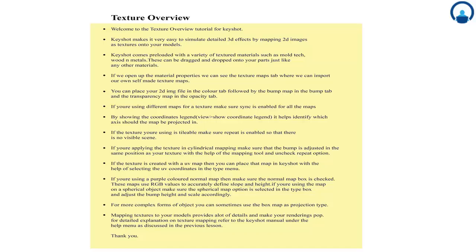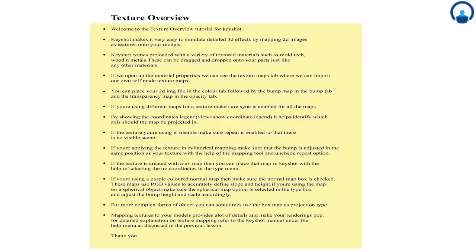If you're using different maps for a texture, make sure Sync is enabled for all the maps. Showing the coordinate legend, that is View, Show Coordinate Legend, helps identify which axis the map should be projected in. If the texture you're using is tileable, make sure Repeat is enabled so that there is no visible seam. If you're applying the texture in cylindrical mapping, make sure the bump is adjusted in the same position as your texture with the help of the mapping tool, and uncheck the Repeat option.